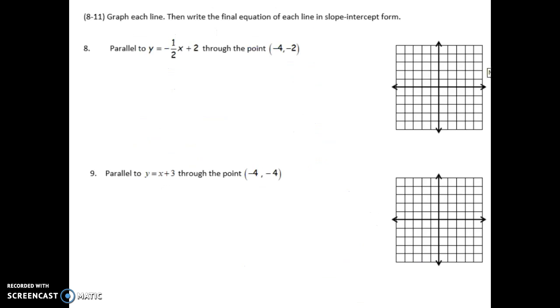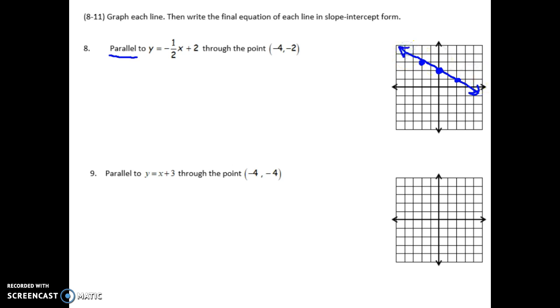Okay, moving on to number 8. It says to graph each line and then write the final equation of each line in slope-intercept form. So it's going to be parallel to y equals negative 1/2 x plus 2 through this point. The first thing I want you to do is graph the line that's given. So I've got plus 2 as my y-intercept. My slope is negative 1/2. I go down 1 and over 2, or up 1, over 2. There we go. So there's that first line.